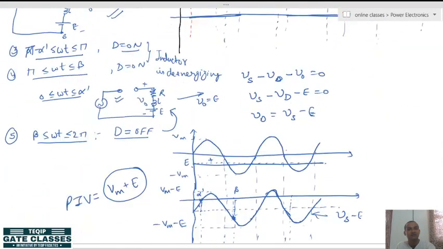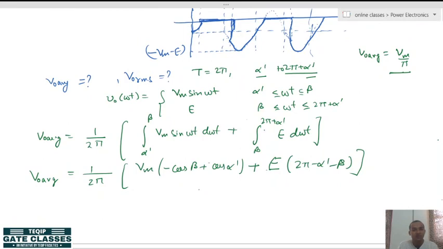Similarly, in this circuit, if we want to check whether the value we have calculated here is correct or not, we have got three conditions. First, E should not have been there, that is, E is 0.